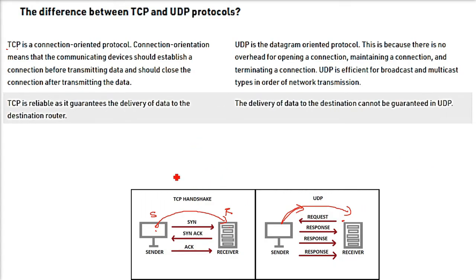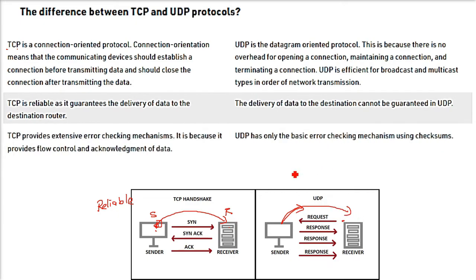The second thing is TCP is reliable. How is it reliable? Because TCP is guaranteeing the delivery of data to the destination. Reliability means the connection has to be established. So when there is a proper connection, then it can ensure that the data is going and received. The delivery of the data to the destination is not guaranteed in UDP.